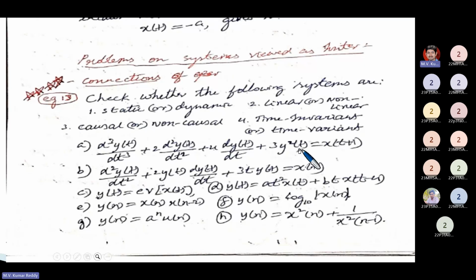X of t, y of t, only t means present. T minus 1 means past. T plus 1 means future. Okay, here t minus 4 belongs to past. N minus 2 belongs to past. N minus 1 belongs to past. Okay, remember these points. If you know this concept, this is very, very easy. Okay, next.